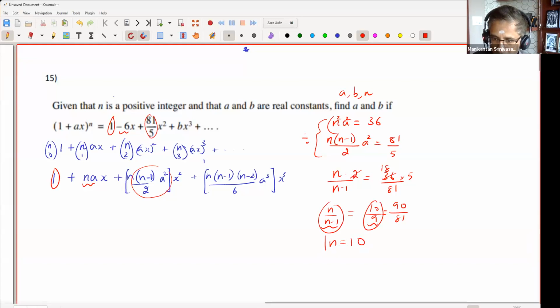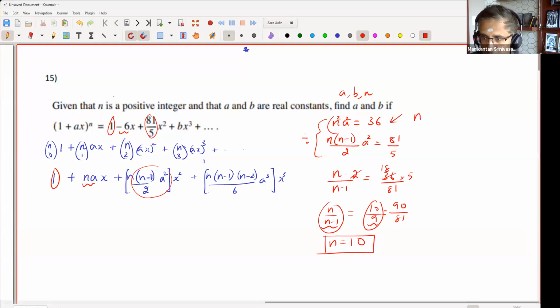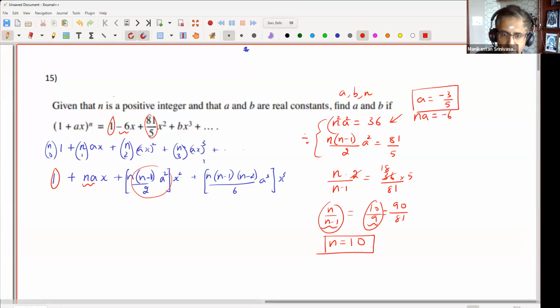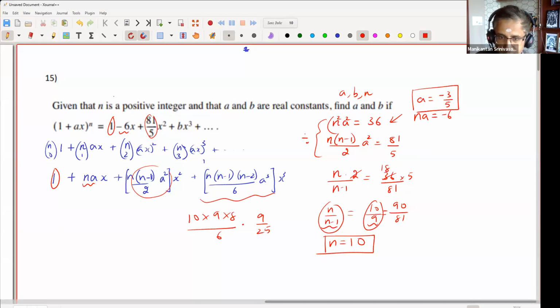Now, once we unravel one, the rest become very easy from there on, right? The first equation, if you recall, is na equals minus 6. And therefore, we could infer a from here. So a is minus 6 by 10, which is minus 3 by 5. And now b should be fairly easy, right? It's just substituting that. So 10 into 9 into 8 by 6 times a squared, which is 9 by 25. That should match my b.